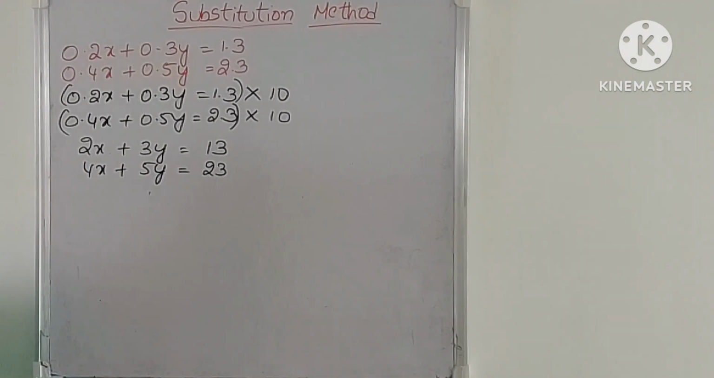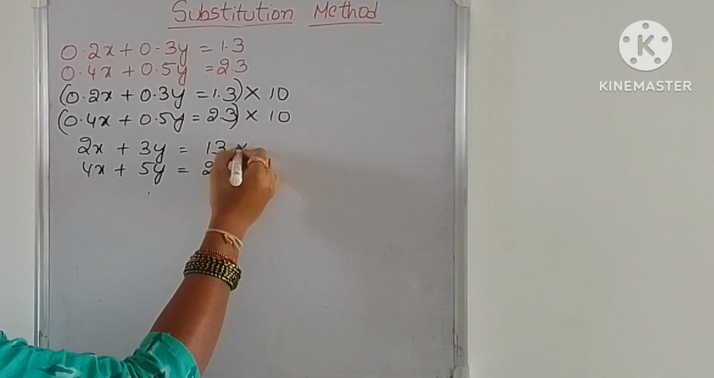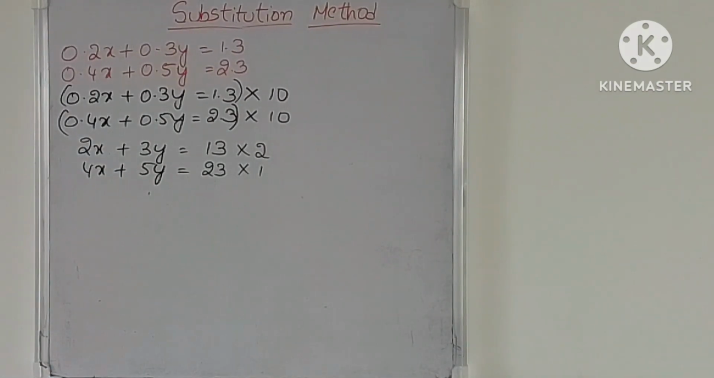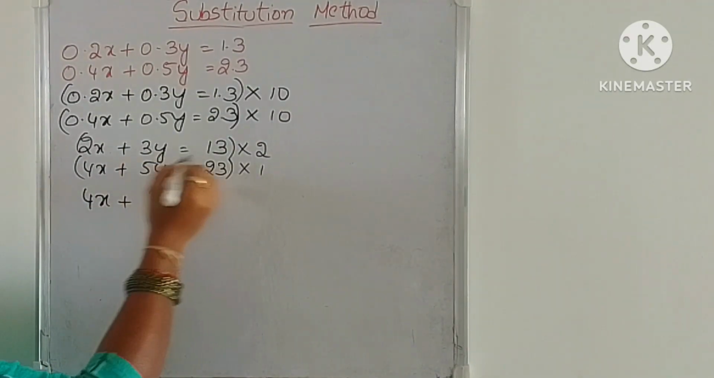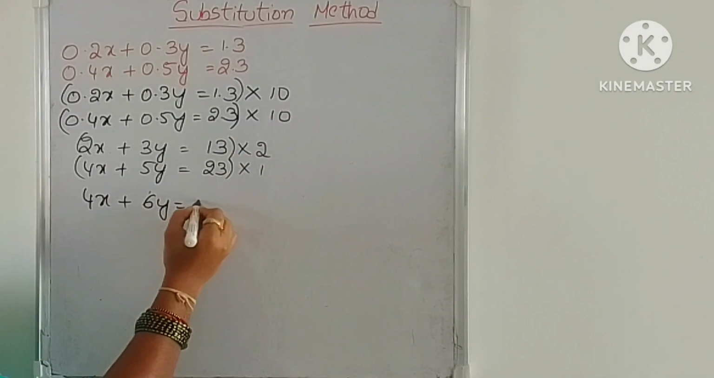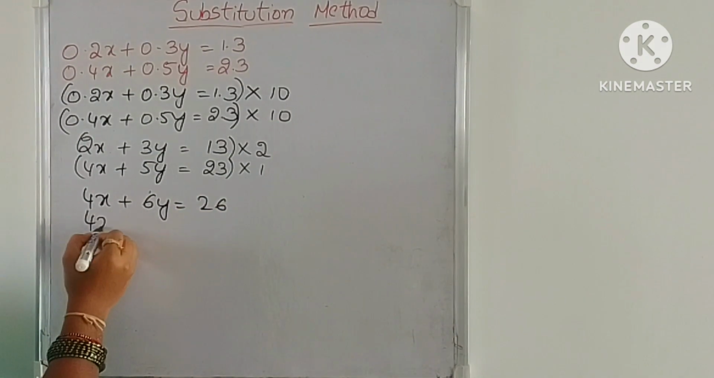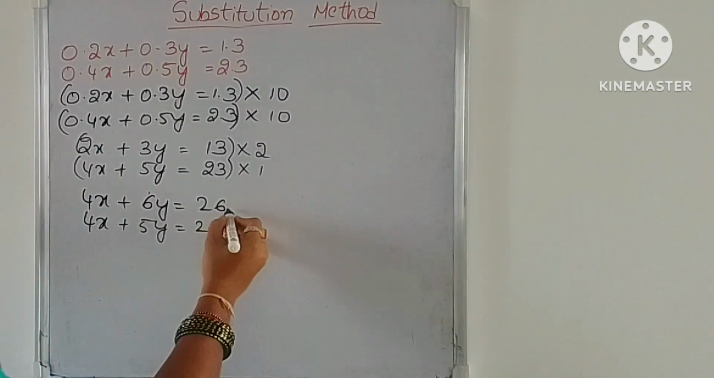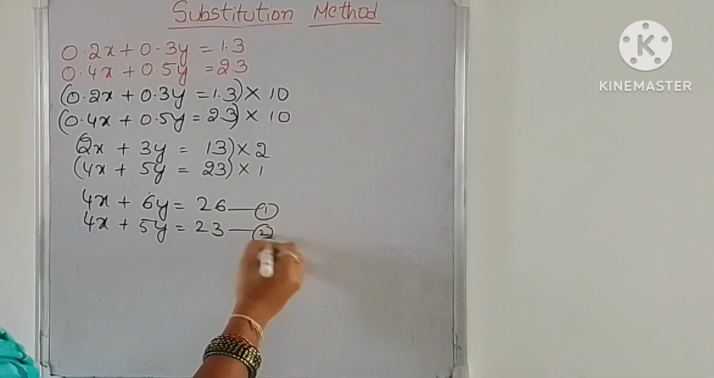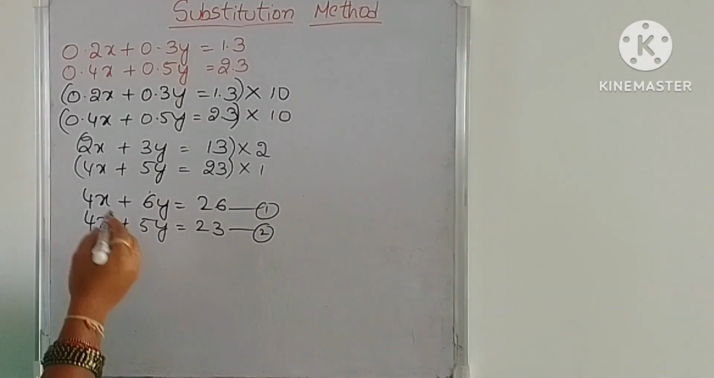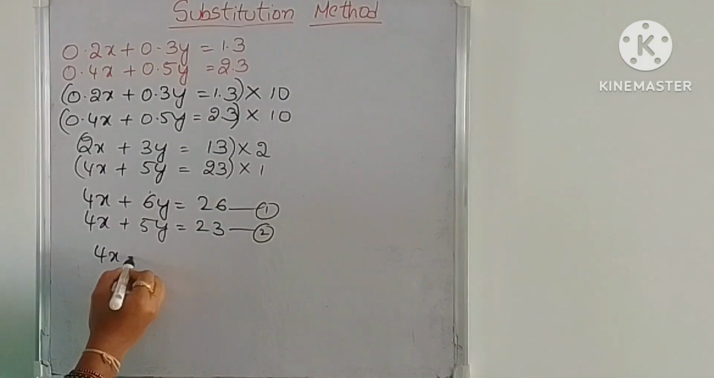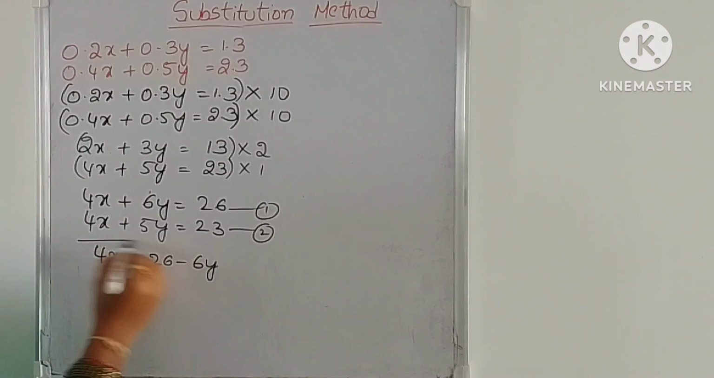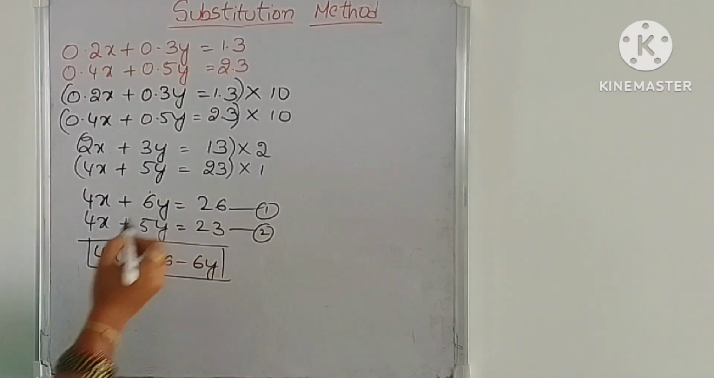How can we make the x coefficient the same? By multiplying equation 1 by 2 and equation 2 by 1. It will become 4x plus 3 twos are 6y is equal to 26. This is 4x plus 5y is equal to 23. Now this is equation 1 and this is equation 2. According to equation 1, 4x is equal to 26 minus 6y. So now substitute this in equation 2.